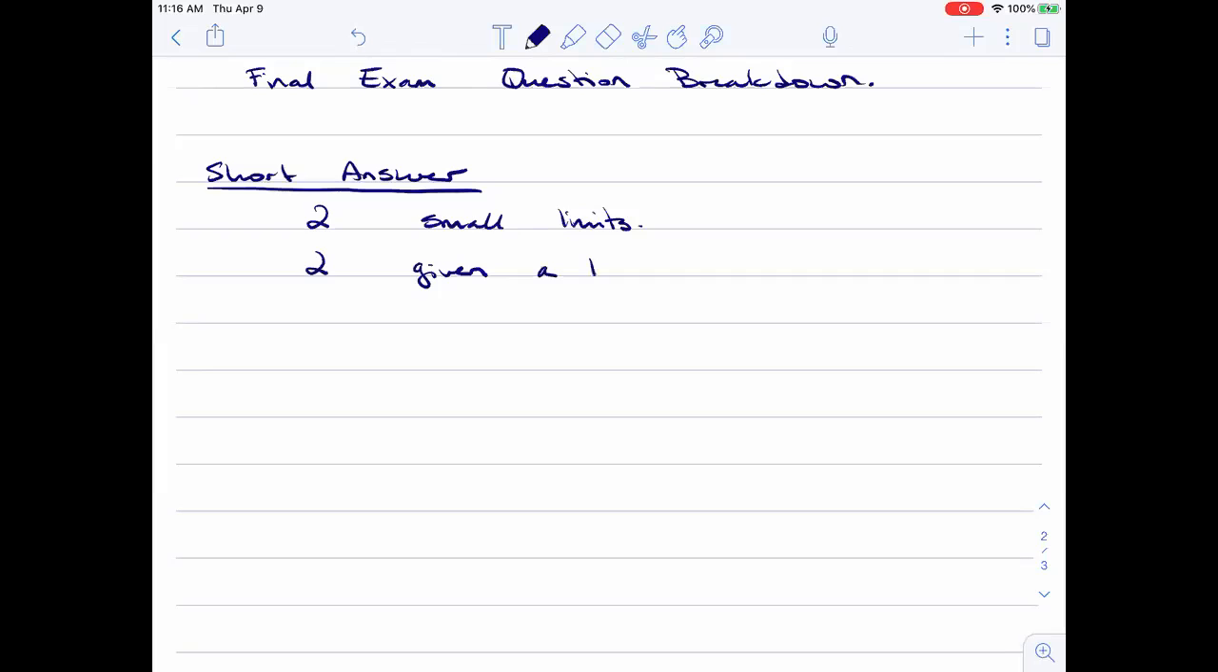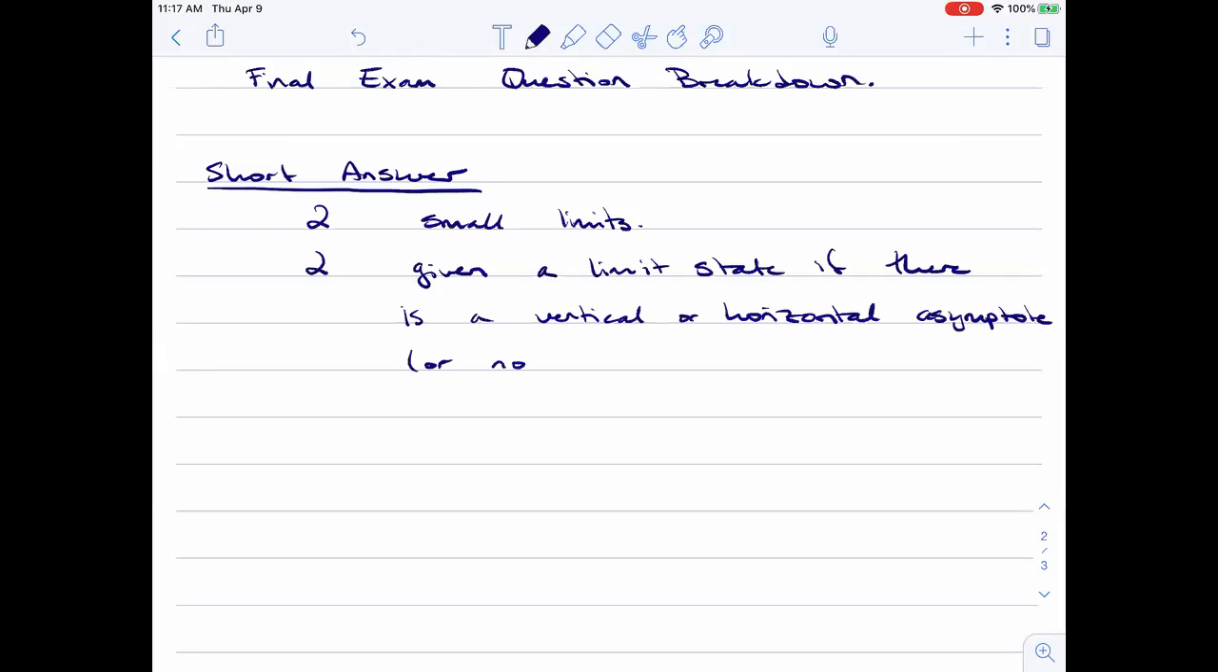So, given a limit, state if there is a vertical or horizontal asymptote, or none, right? That's an option too.